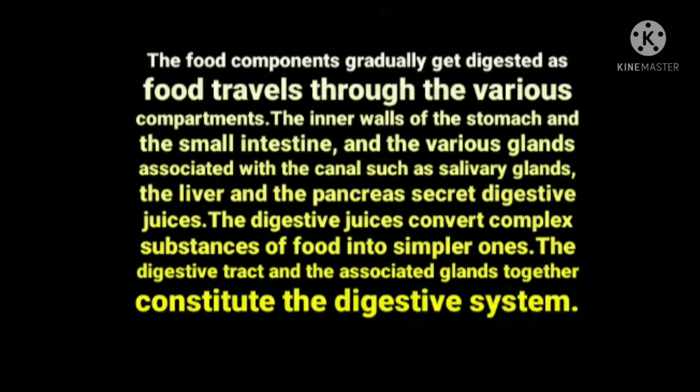The food components gradually get digested as food travels through the various compartments. The inner walls of the stomach and the small intestine and the various glands associated with the canal, such as salivary glands, the liver and the pancreas, secrete digestive juices. The digestive juices convert complex substances of food into simpler ones. The digestive tract and the associated glands together constitute the digestive system.